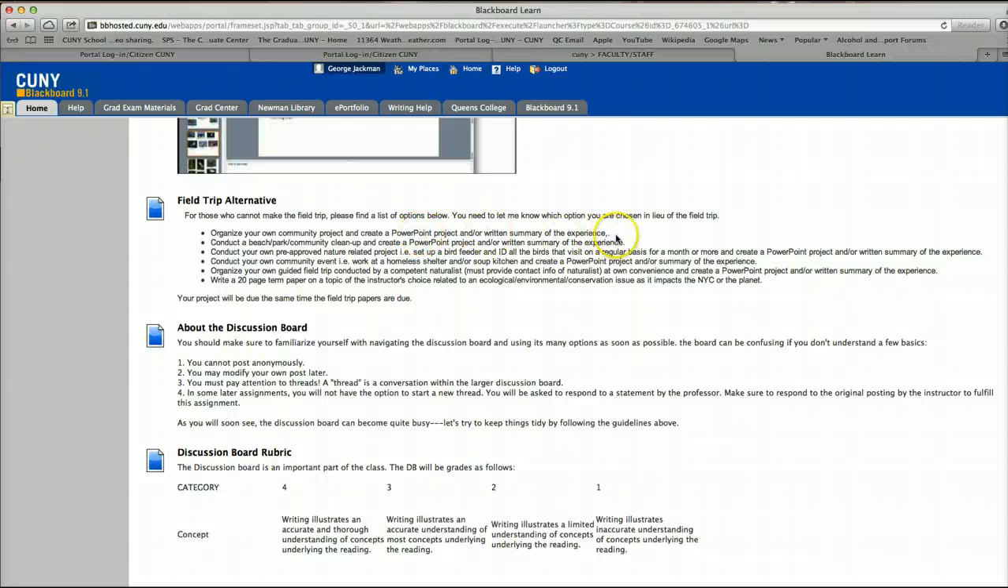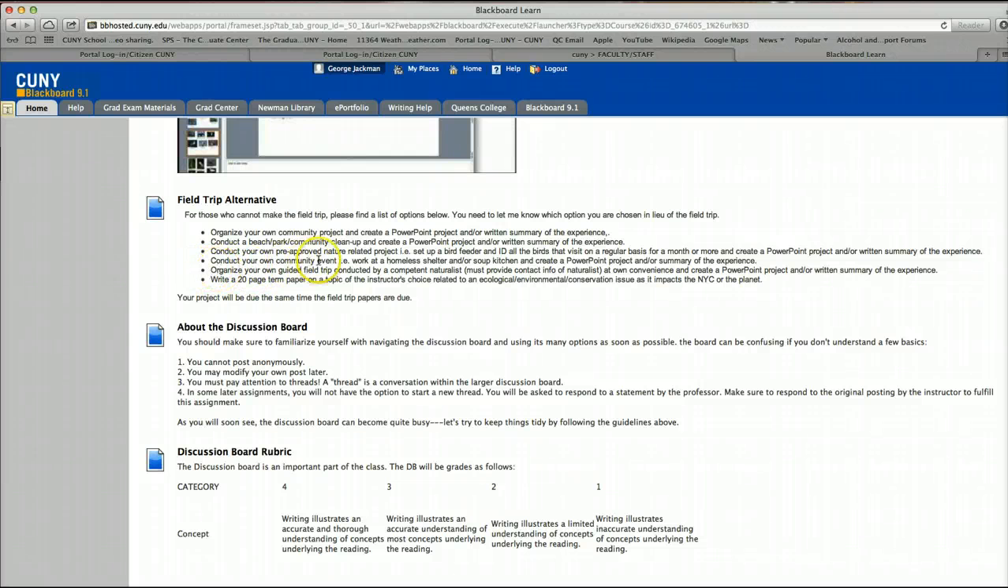You can organize your own community project and create a PowerPoint summary or a written summary of that experience. You can conduct a beach or park community cleanup and also write that up. Or you can have your own pre-approved nature projects, such as set up a bird feeder, or work at a local pond, something of that nature. Or when you set up a bird feeder, you want to ID all the birds that visit on a regular basis. That will be in lieu of a field trip.